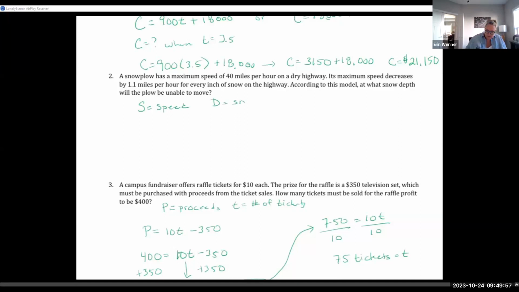And we're going to remind ourselves that it's in inches. If we can spell the word inches. Good night.